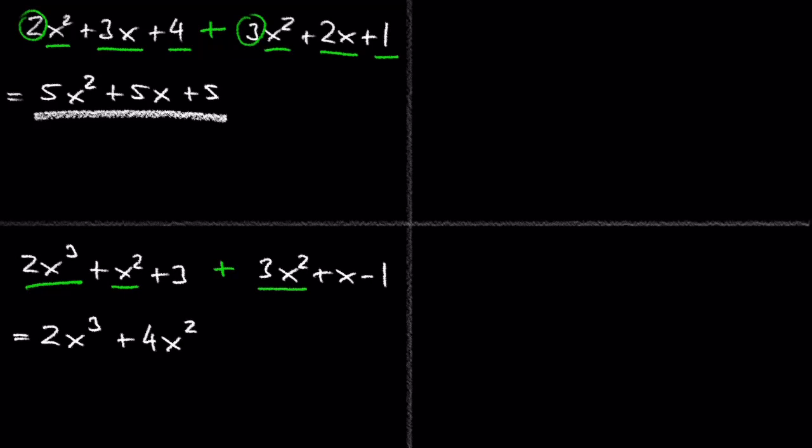Let's look at the next term, which is 3. Do we have any other constant? By the way, a constant is just a number without a variable. Yes, we have the negative 1. So 3 minus 1 is 2. Is anything left over? Yes, the x. Just keep it and we are done with this problem.